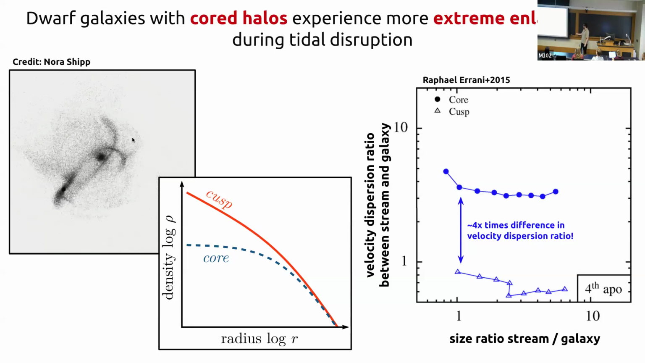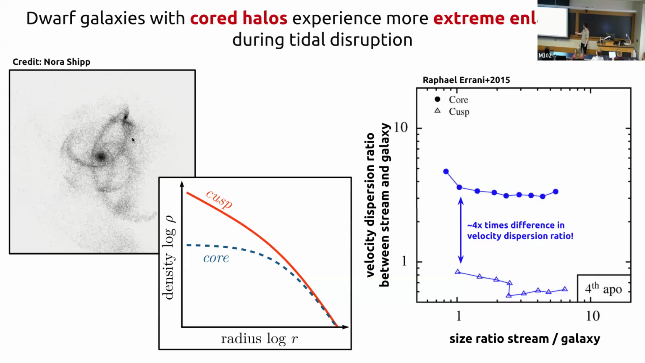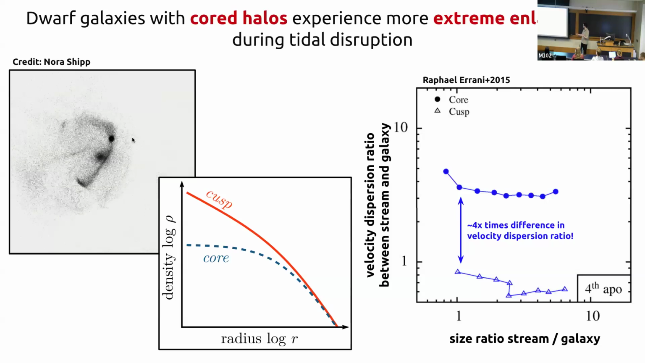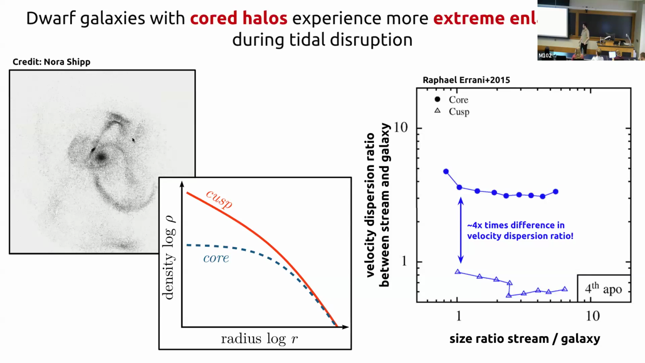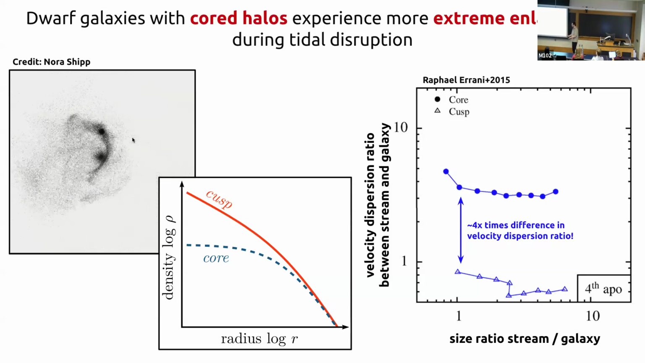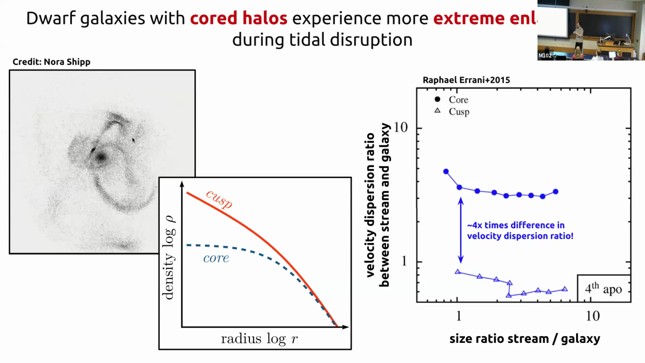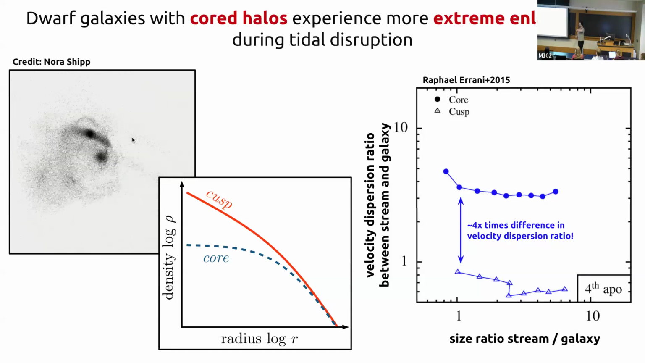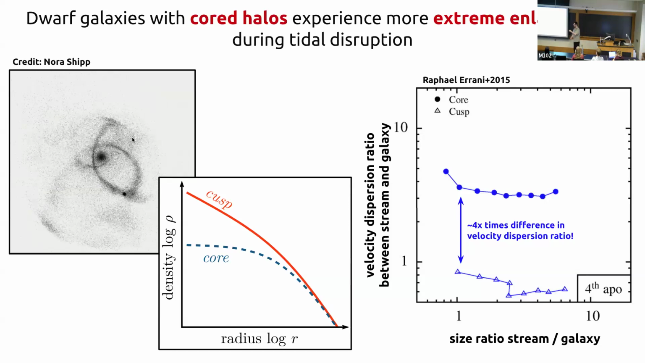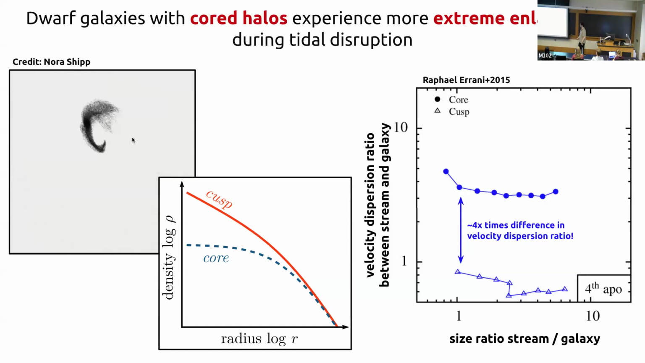So they predicted that this velocity dispersion ratio between the tidal stream and the remnant of the galaxy should be a lot higher if you have a core density profile, about a factor of 4 difference. So that's nice. But at the time, we really could not apply this to any dwarf galaxy. We didn't know of any dwarf galaxy that would fulfill the conditions for this to work, which is, for example, experiencing tidal disruption, of course, but also being in a relatively eccentric orbit.